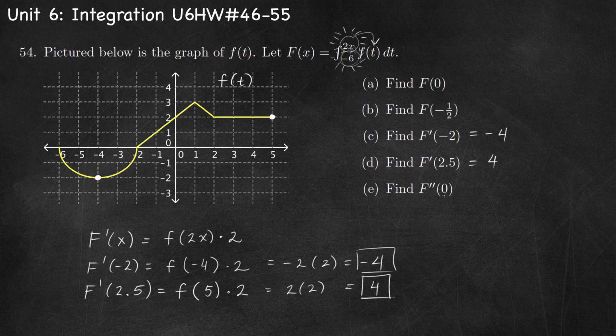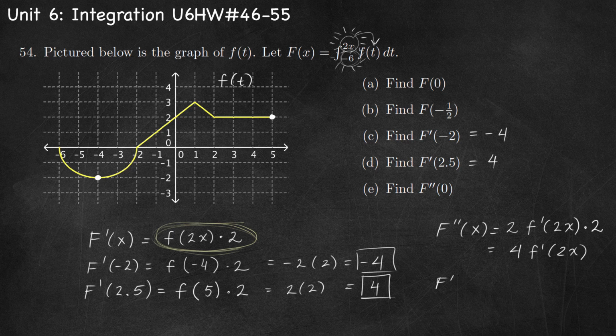Now f double prime of 0, we'll find by finding F double prime of x first. Big F double prime of x is the derivative of big F prime of x. And to take the derivative of big F prime, we need to use the chain rule and the constant multiple rule. So the times 2 is still going to be times 2 when I take the derivative, but the f of 2x, that's f of stuff. So when I take the derivative, I get f prime of the stuff times the derivative of the stuff. So I actually end up with 4 times f prime of 2x.